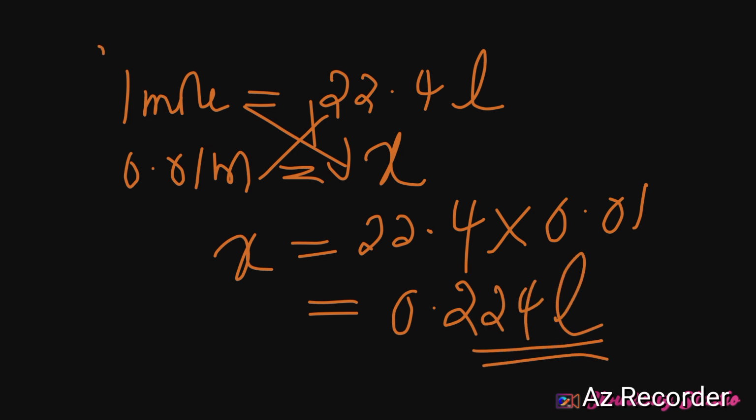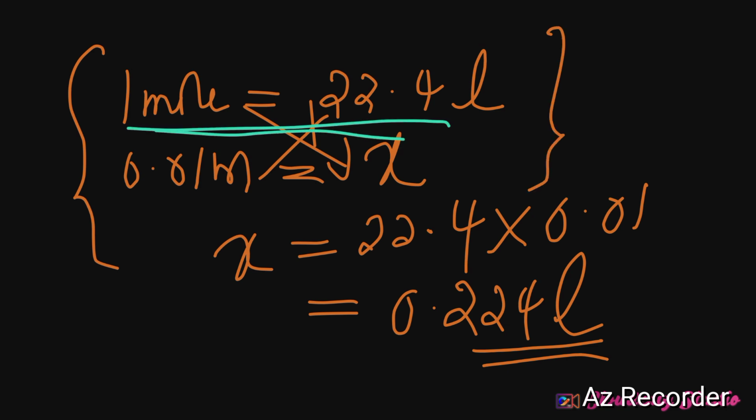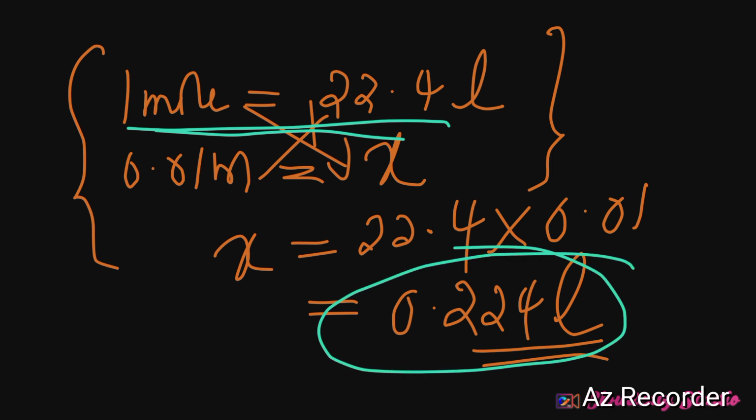This is also from the basics. We already know that 1 mole of a substance will occupy 22.4 liters at STP. Now we are asked to calculate the volume occupied by 0.01 moles of carbon dioxide. Let's consider it as x. On simply cross multiplying, we get x equal to 0.224 liters. So the volume occupied by 0.01 moles of carbon dioxide at STP is 0.224 liters. I hope this question is clear.